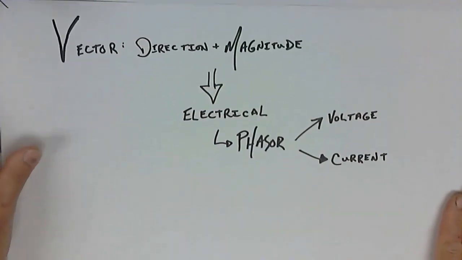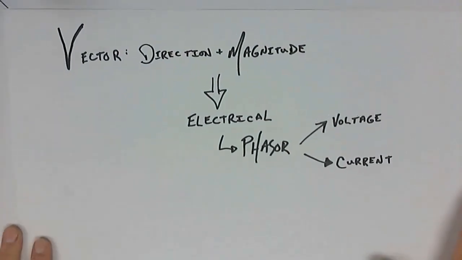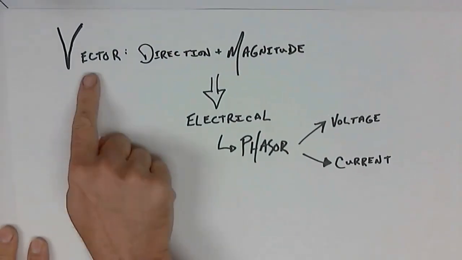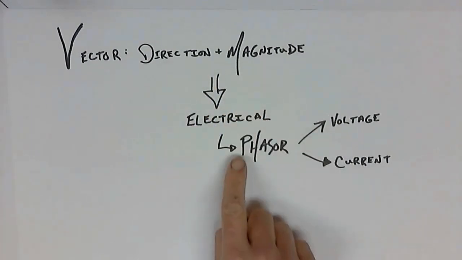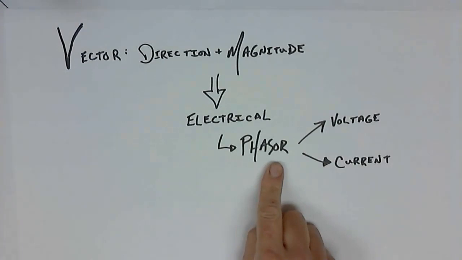Okay, so let's take a look at calculating vectors. How is this done? First thing we want to realize is that in the electrical world, we refer to vectors as phasors. A vector is something that indicates direction and magnitude. In electrical, we call these phasors. So it's just a different word for the same thing.